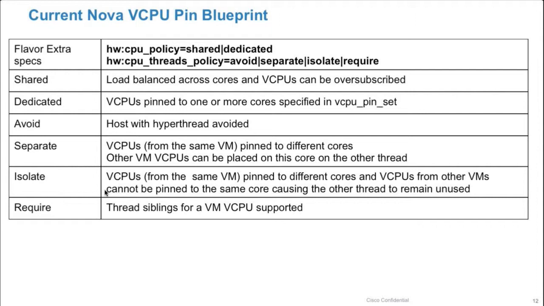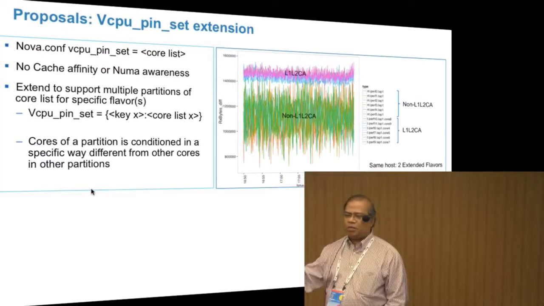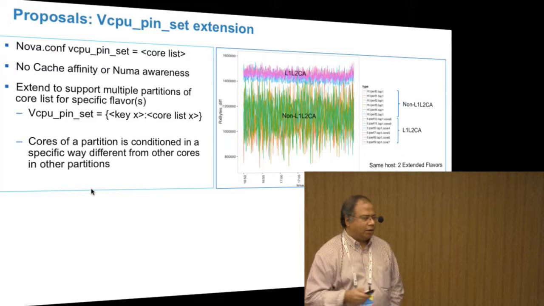So here is the OpenStack Nova vCPU pin blueprint. What happens is that a few flavor extra specs have been defined. So when you deploy a VM, you can specify these flavors. And when these flavors are defined, the VMs are actually pinned to cores. And the cores are specified in a Nova conf parameter called vcpu_pin_set. Now, the core list in that set is flat. It's not NUMA aware. It's of course not layer 1, layer 2 cache aware.